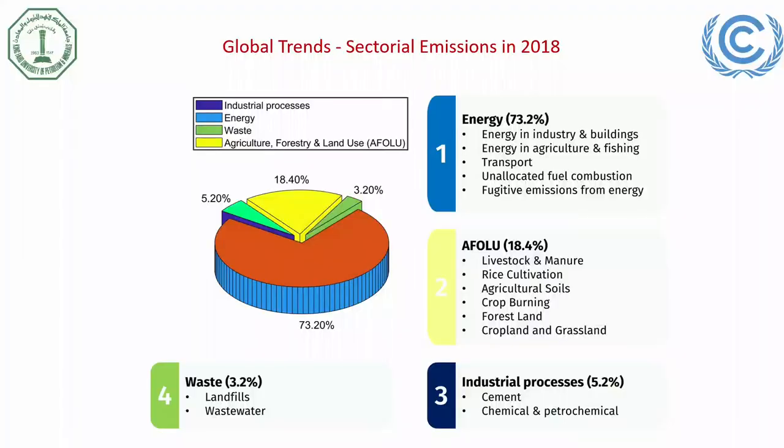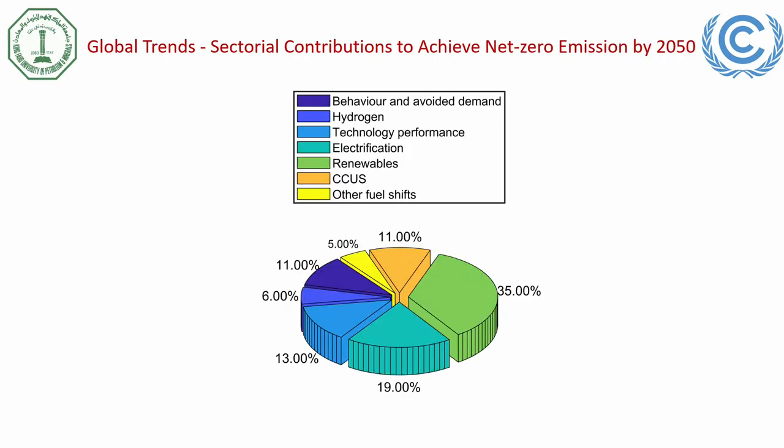What are the major sectors for the greenhouse gas emissions? The main sector is the energy sector, which represents 73%, almost three-quarters of the total. The other parts are agriculture, forestry, and land use, and other sectors are waste and industrial processes. Now the world is moving towards net zero emission by 2050. They would like to achieve net zero emission by 2050.